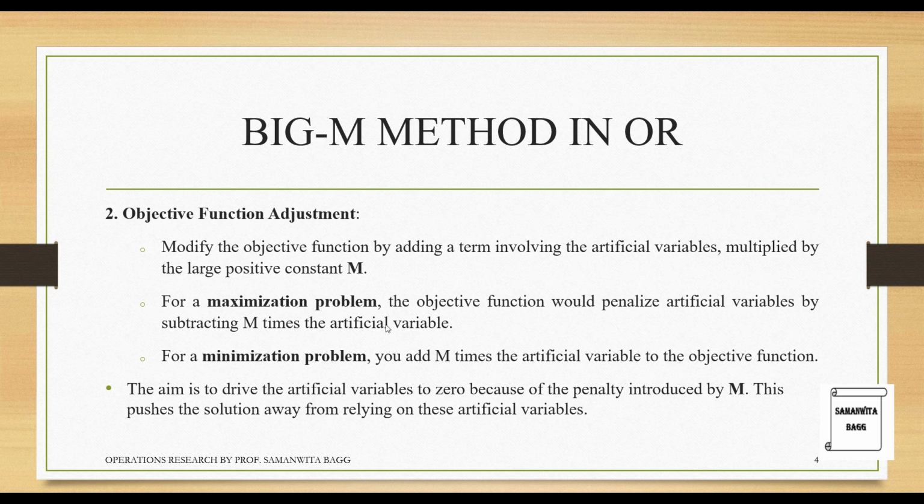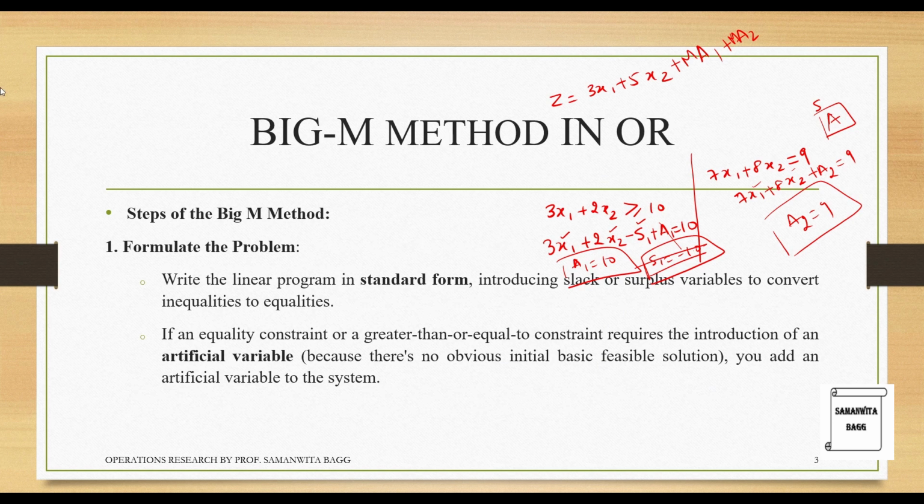For a maximization problem, the objective function would penalize artificial variables by subtracting M times the artificial variable. For a minimization problem, you add M times the artificial variable to the objective function. As you can see here, since I have used the positive sign, it would mean that the problem is of minimization type. So for minimization you add, and if you had the same problem as a maximization type, then you would have written it this way.